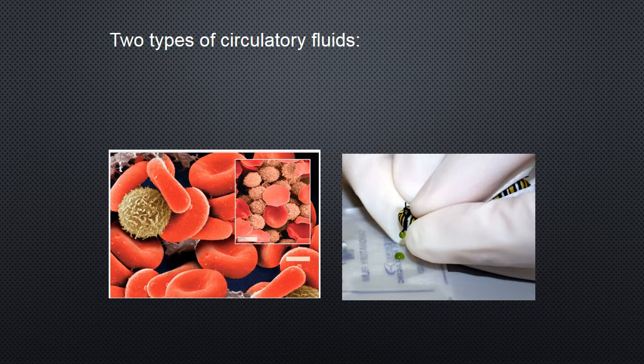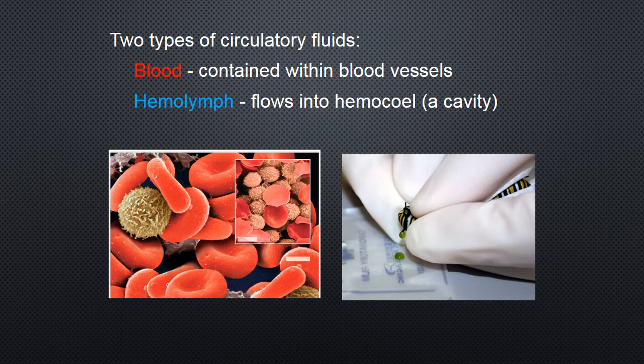So in general, there are two types of circulatory fluids. There's blood that you're most familiar with, and that's contained within blood vessels, and that's in a closed circulatory system. And then there's hemolymph, and hemolymph has more of a greenish color to it, and that is a circulatory fluid that dumps into a cavity called the hemocoel, and those organs are contained within that hemocoel so that the hemolymph bathes the organs, and those gas exchanges and waste exchanges can take place that way.